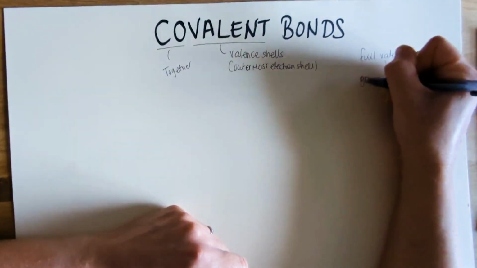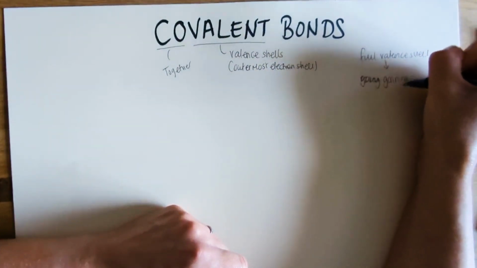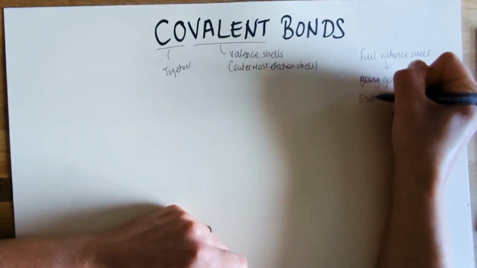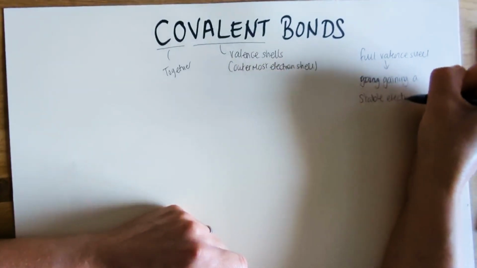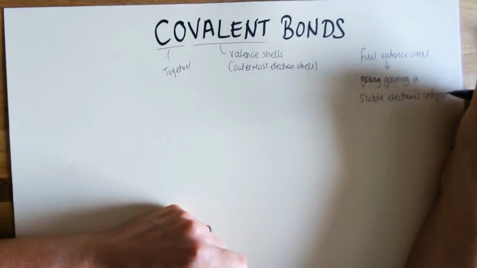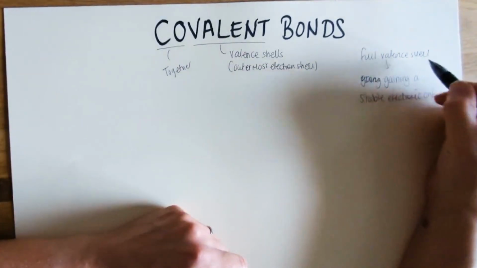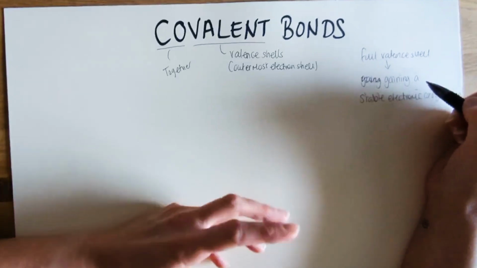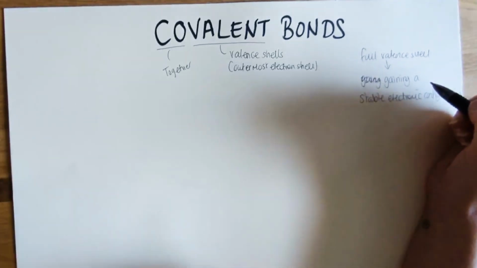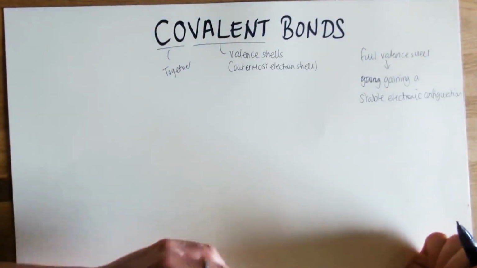And we would term this as gaining a stable electronic configuration. What we mean by this is that the outermost shell is going to reach the maximum number of electrons that it can hold, the first shell being 2 and each subsequent shell being 8.